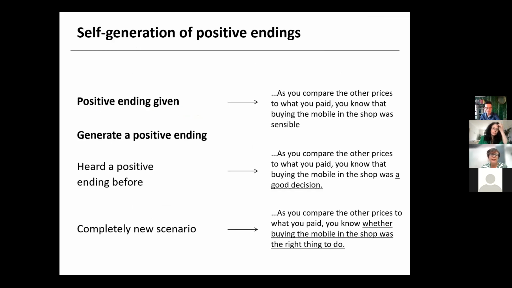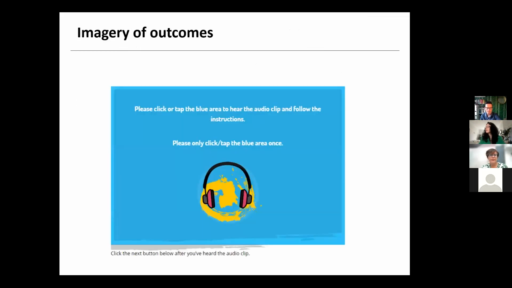So in the self-generation, sometimes you were given a positive ending, and then sometimes you heard a scenario you'd heard before, but it's left ambiguous and you made your own ending, or you were given a completely new scenario and you generated your own ending. And for all of these, in the active condition, you then had about 7 seconds to imagine yourself in that situation as clearly as possible. And we used questions after these trials to really enhance performance.